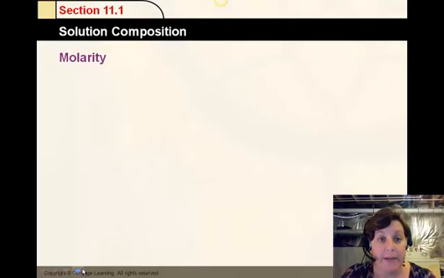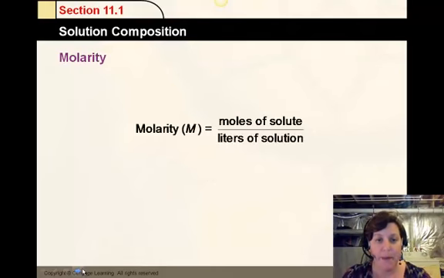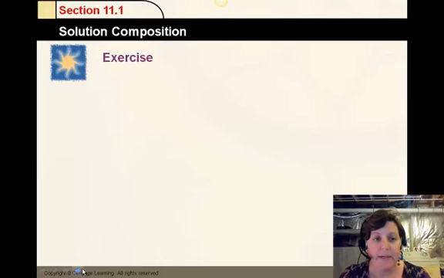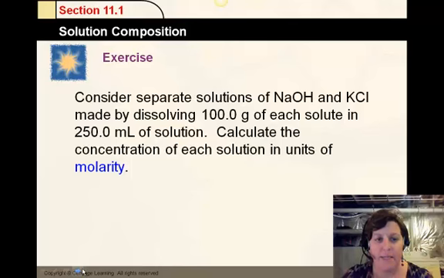Let's look at molarity first. Remember, molarity, capital M, is moles of solute per liter of solution. This was discussed in an earlier chapter, so it should be pretty easy. Here is an example. Consider separate solutions of NaOH and KCl made by dissolving 100 grams of each solute in 250 milliliters of solution. Calculate the concentration of each solution in units of molarity.